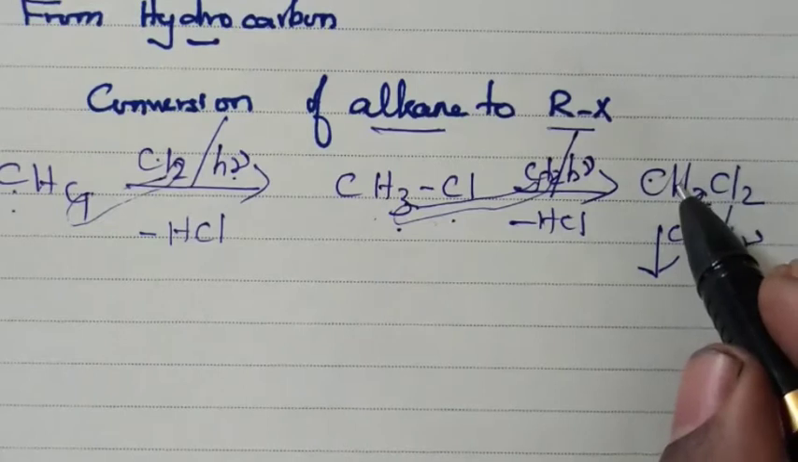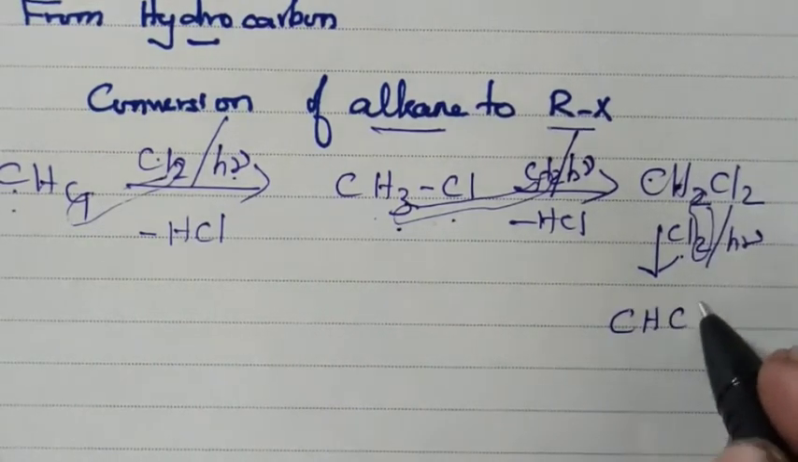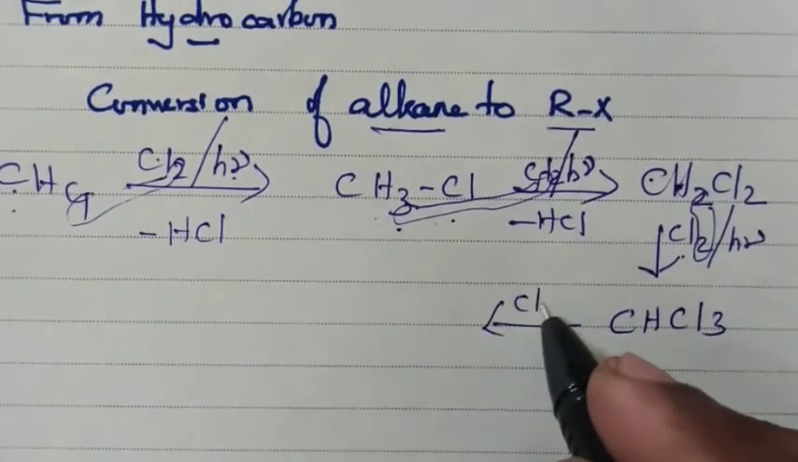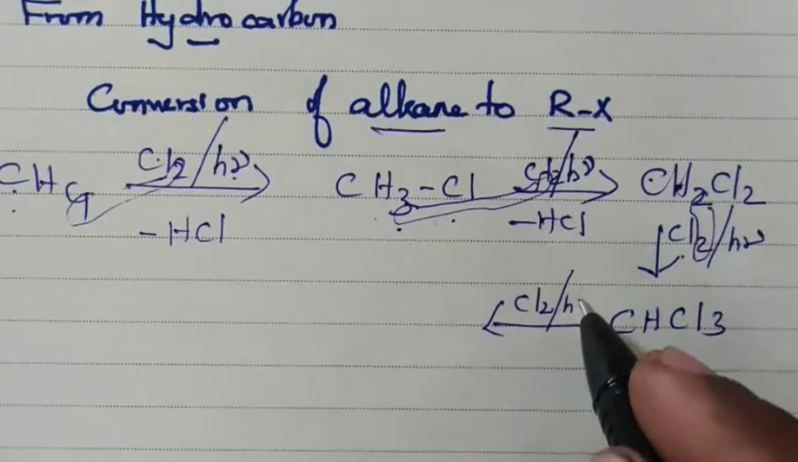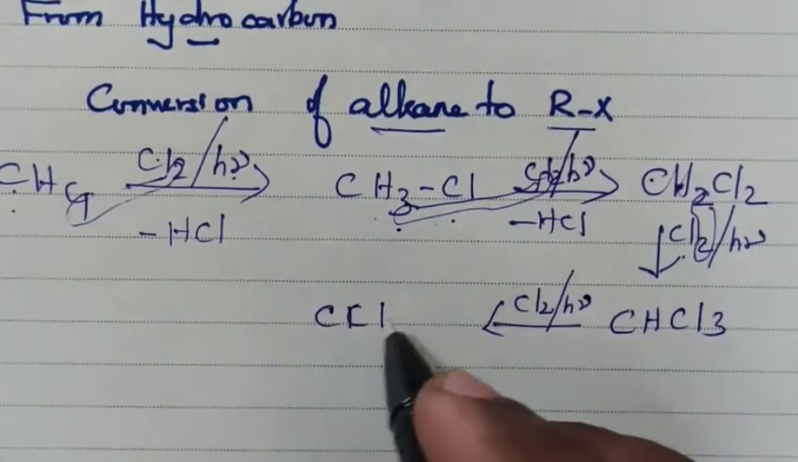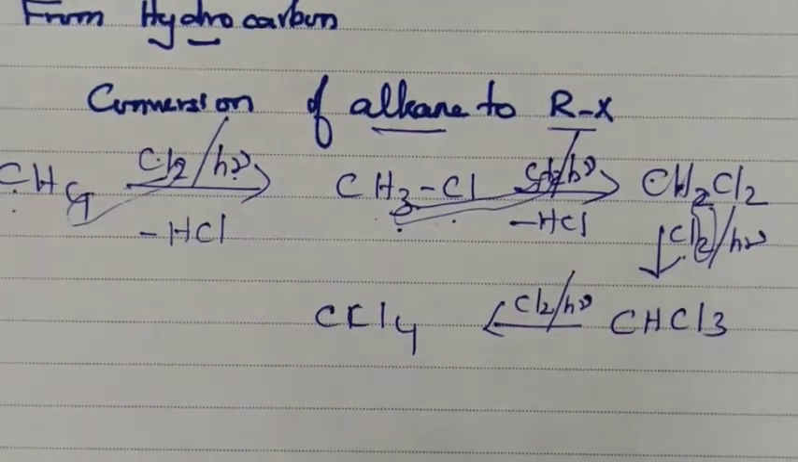This, when reacted with another molecule of chlorine in the presence of light, again the same type of reaction takes place. That means from here one H takes one Cl, we are getting CHCl3. This, when reacted with the next molecule of chlorine in the presence of light, we are getting CCl4. Thereafter no hydrogen to replace, so the reaction stops. This method is called free radical halogenation.